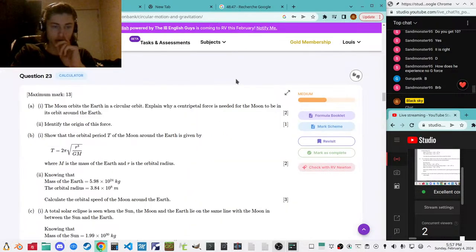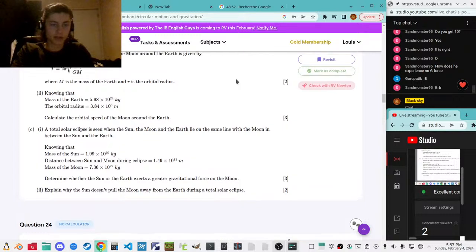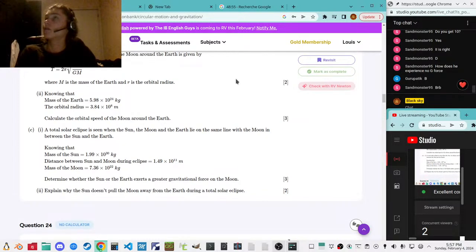So it was relatively close, and so I'm guessing it was correct. But that's weird. Why doesn't the moon just leave if that's the case?